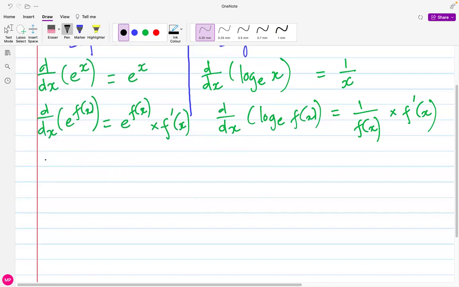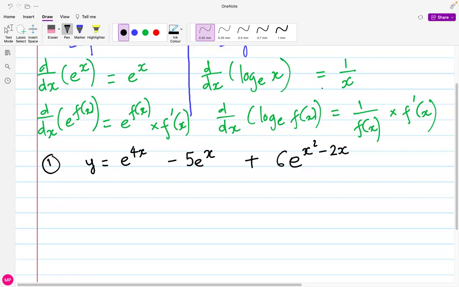So let's start with example 1. Now let's say I have y equals a to the power of 4x, minus 5 a to the power of x, plus 6a to the power of x squared minus 2x, something like that. All right, now let's get started. You can see there are three terms here, so what you do is derive each term separately, and the coefficient you keep the same.